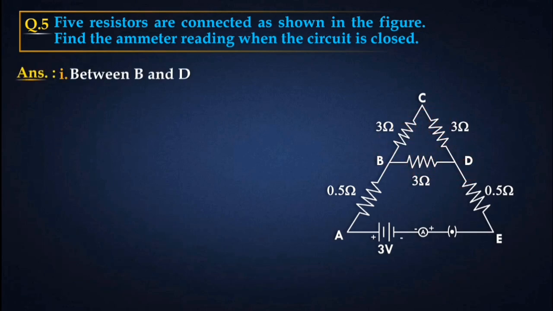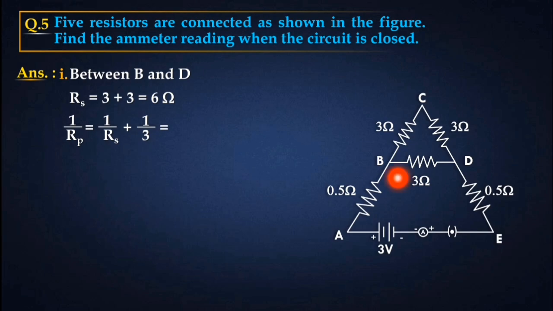Okay, now see here, between B and D, as you can see here, there are two series connections, that is 3 ohm plus 3 ohm. So total resistance in series equal to 6 ohm. So next we use the effective resistance in parallel formula to get the total resistance between B and D. Okay, so 1 by Rp equal to 1 by Rs plus 1 by 3, this 3 equal to 1 by 6 plus 1 by 3, which is equal to 3 by 6, that is 1 half. Okay, so Rp equal to 2 ohm.